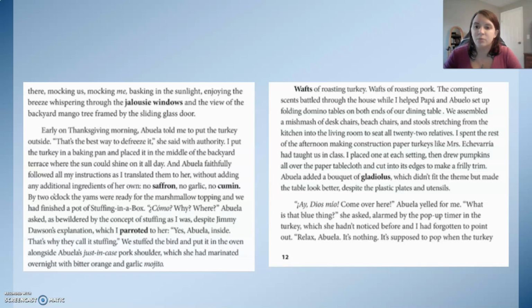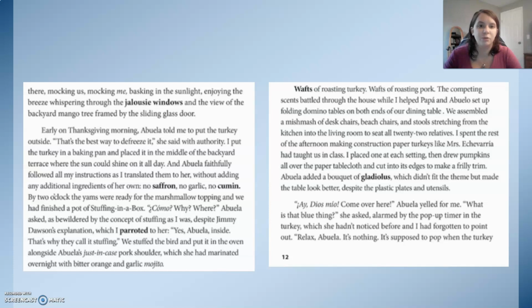By 2 o'clock, the yams were ready for the marshmallow topping, and we had finished a pot of stuffing in a box. Como? Why? Where? Abuela asked, as bewildered by the concept of stuffing as I was, despite Jimmy Dawson's explanation, which I parroted to her. Yes, Abuela, inside. That's why they call it stuffing. We stuffed the bird and put it in the oven alongside Abuela's just-in-case pork shoulder, which she marinated overnight with bitter orange and garlic mojito.